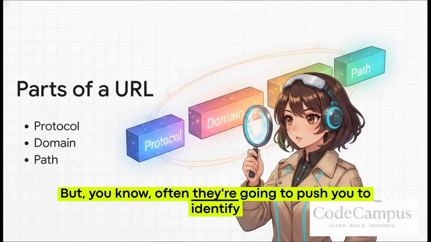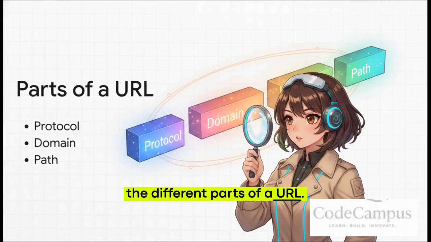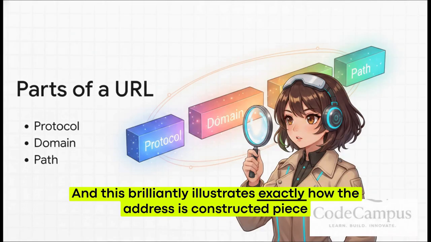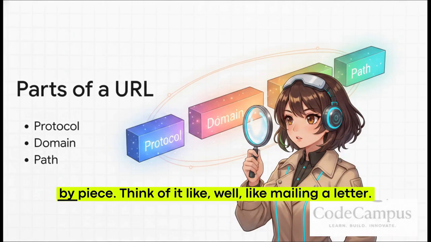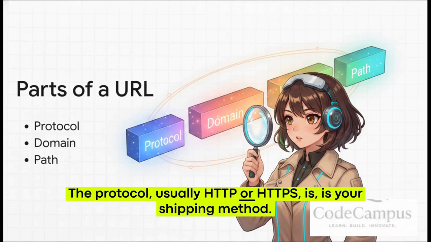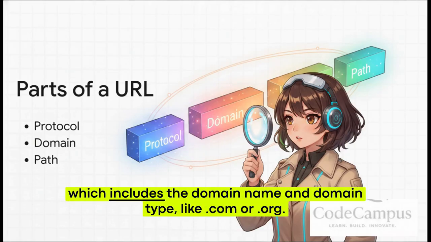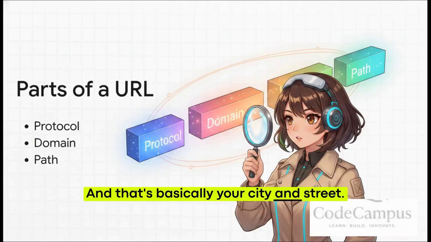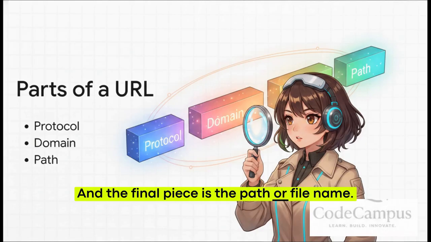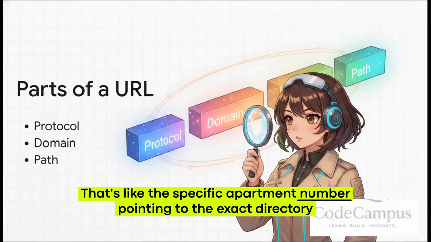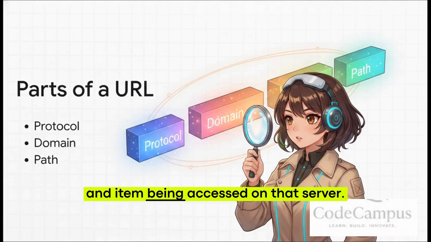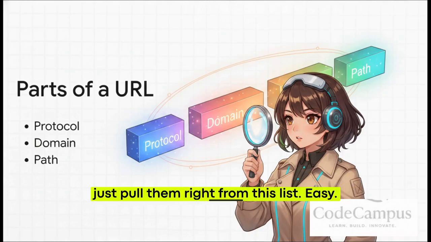But often they're going to push you to identify the different parts of a URL. And this brilliantly illustrates exactly how the address is constructed piece by piece. Think of it like mailing a letter. The protocol, usually HTTP or HTTPS, is your shipping method. Then you've got the website address, which includes the domain name and domain type like .com or .org, and that's basically your city and street. And the final piece is the path or file name. That's like the specific apartment number pointing to the exact directory and item being accessed on that server. If they ask you to name 2 or 3 parts, just pull them right from this list.